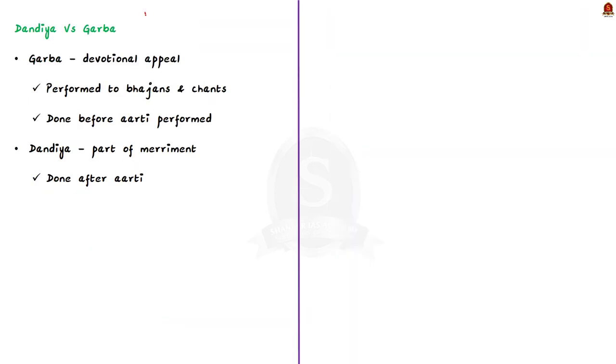See, Garba has a more devotional appeal. This is because it is performed to bhajans and chants, praising the many divine forms of the goddess. As we already saw, it is done before the aarti is performed. On the other hand, Dandiya is usually played during the late evening as part of the merriment after the aarti is done.